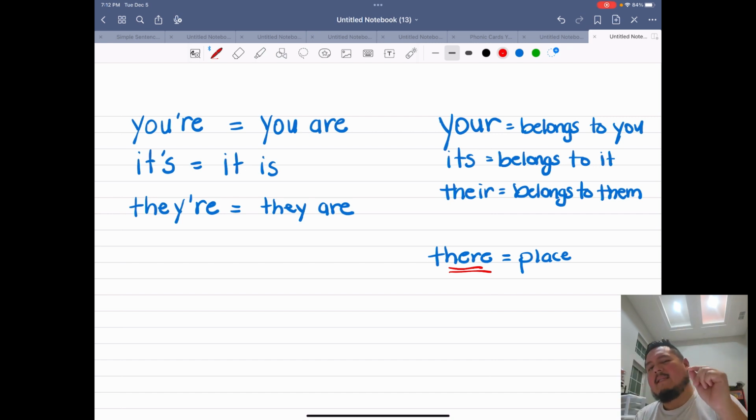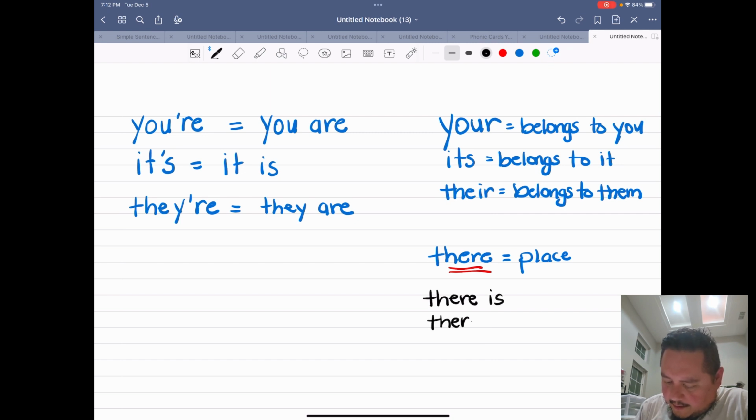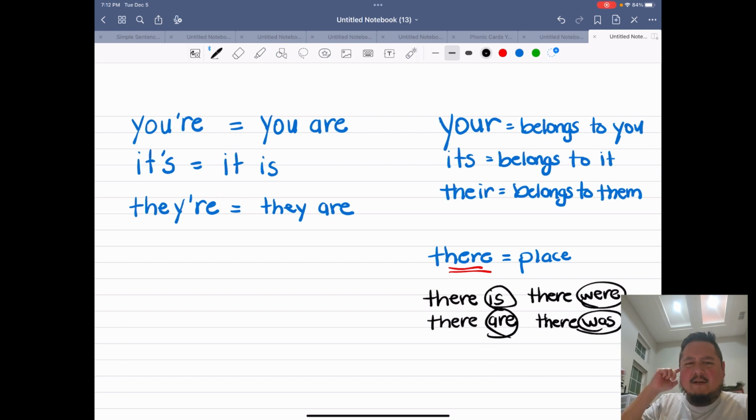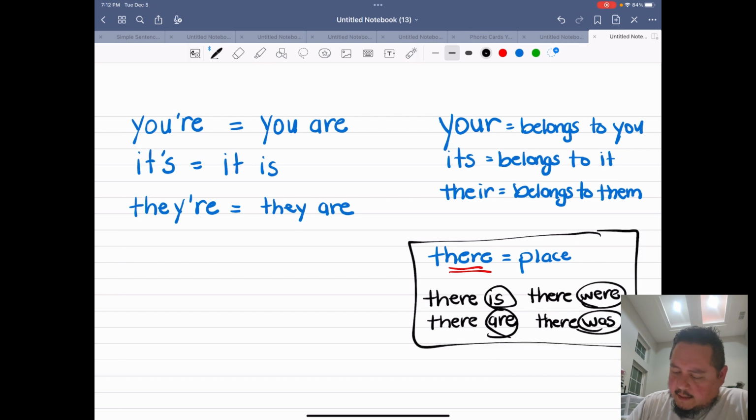But not always. Don't forget this is very important: we can also combine the word there with a verb. There is, there are, there were, and there was. Usually if we're going to combine it with a verb, it's one of these four. You can also say there could and other verbs, but it's really these four. So when do we use this there? When we're talking about a place or when we're going to combine it with a verb. There is, there was, there are, and there were.